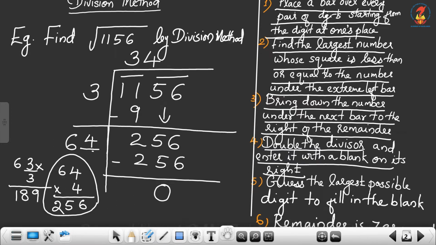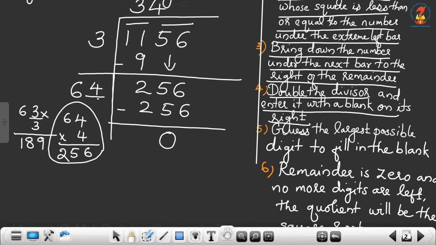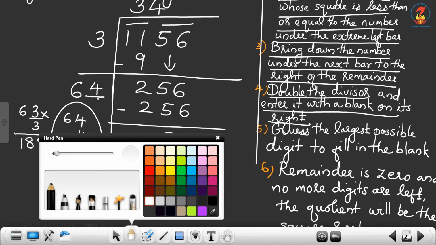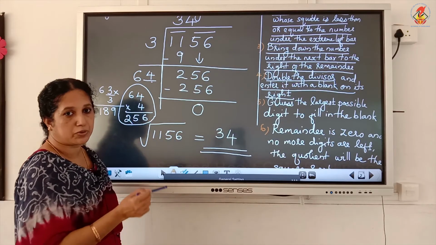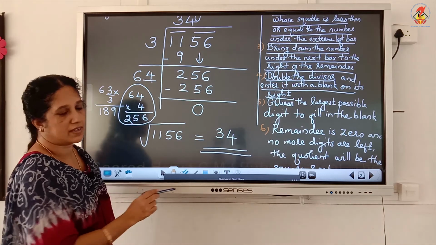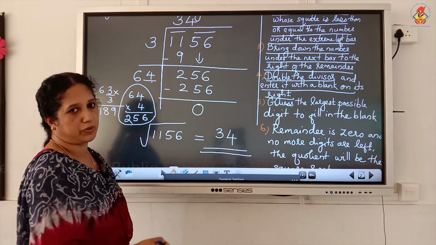The remainder is 0 and no more digits are left in the given number. Therefore the quotient will be the square root of the number. Therefore the square root of 1156 equals 34. Now look at that, there are 2 bars. How many digits are in the square root? There are 2 digits. Therefore the square root of 1156 equals 34.